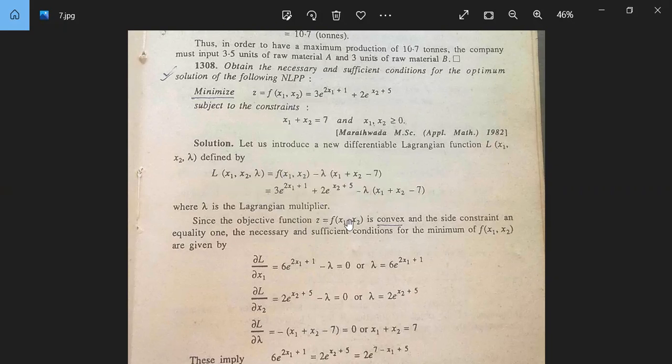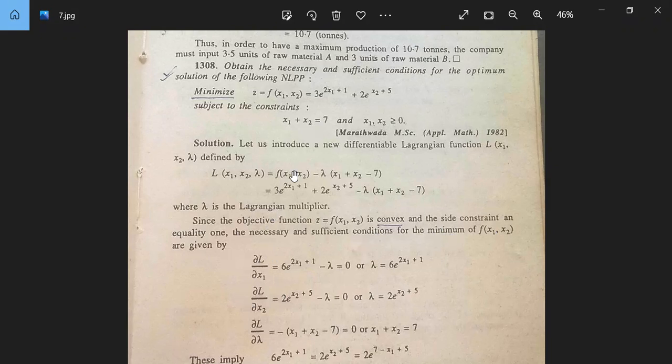Now, since the objective function z is equal to f(x1, x2) is convex, see this objective function is convex, and the side constraint is an equality one. The necessary and sufficient conditions for the minimum, since it is convex, of f(x1, x2) are given by del L by del x1 equal to 0, del L by del x2 equal to 0, and del L by del lambda is equal to 0.